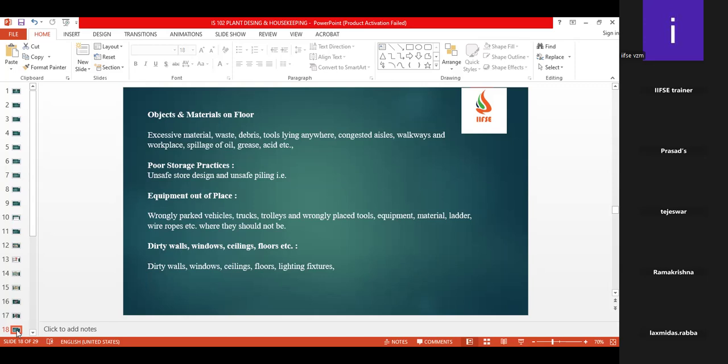Now we'll see how we can control such actions. So basically, why does it happen? Material on floor. When we say material on floor, there will be multiple reasons. Nobody wants to keep the material on the floor.